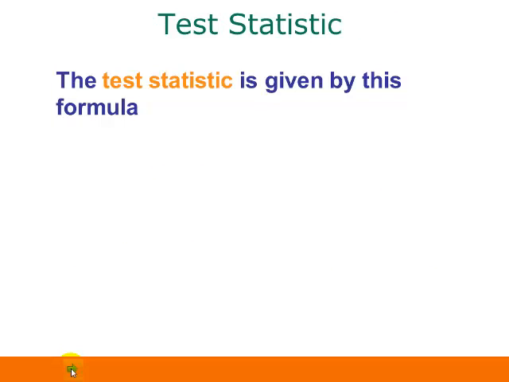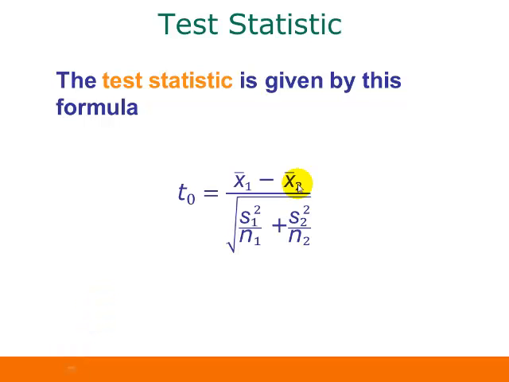Our test statistic is given by this formula. On the top, we're subtracting the two sample means. On the bottom, we have the two sample standard deviations. For each one, we're squaring it and then dividing it by the sample size for that sample. Just remember, if you're doing this by hand, to use order of operations. So you would square here first, then divide by the sample size, do the same thing here, then add, and then take the square root.